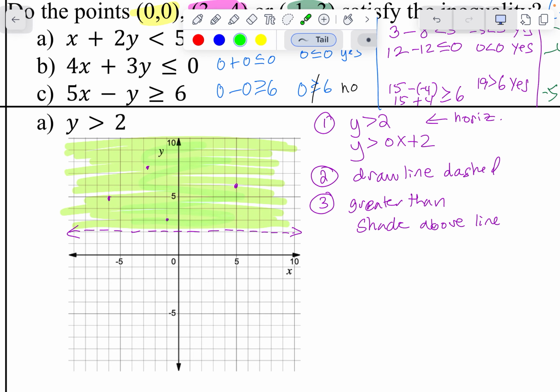Everyone okay with how we graphed A? So think about how would you graph y equals 2, but we're going to make it dashed. That's the only difference. If it was a y equals 2, we'd make it a horizontal line, but we just have to make it dashed.